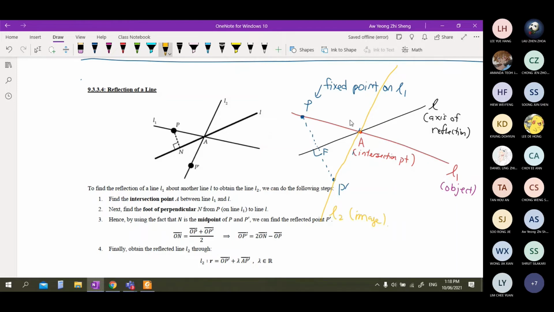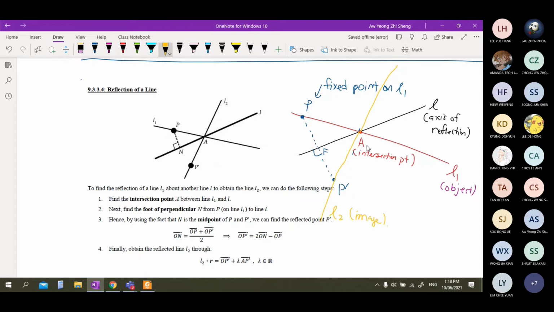The reflected line will have P prime being a point on it, because P prime is a reflection of P. If P is on L1, then its reflection will be on the image L2. So we know that P prime is a point on L2, so you can use P prime as the fixed point in the equation of L2.